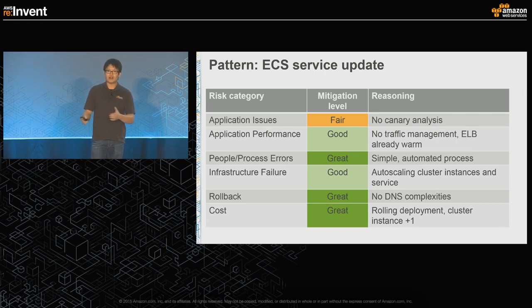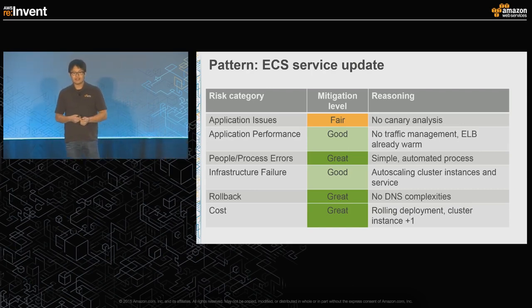From a process perspective, ECS automates the deployment of the new task definition out into your container environment. So it's very easy and very convenient. From an infrastructure failure perspective, again, use CloudWatch metrics and autoscaling to essentially manage your fleet. Rollback, no DNS, ELB, and ECS automates the whole thing, so it's very, very quick for rollback capabilities. And from a cost perspective, you only need +1 resource from a container instance perspective in order to kick off this whole process. And ECS will manage the whole rolling deployment process for you.